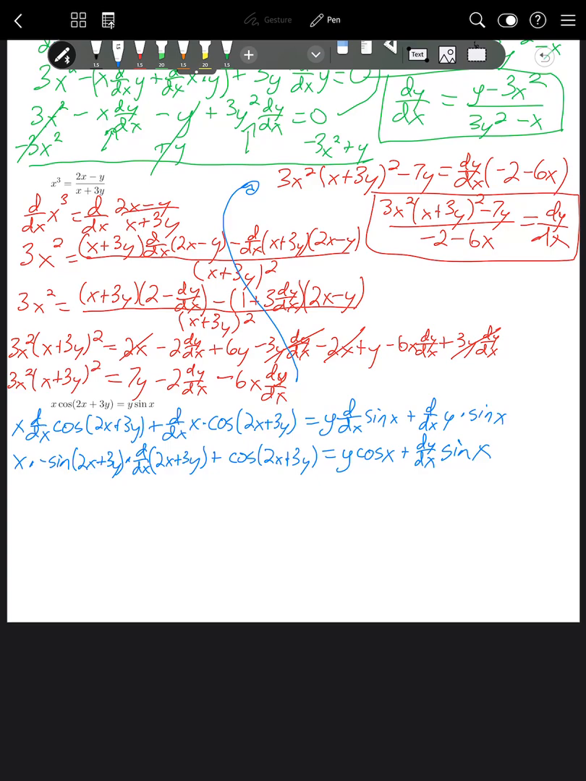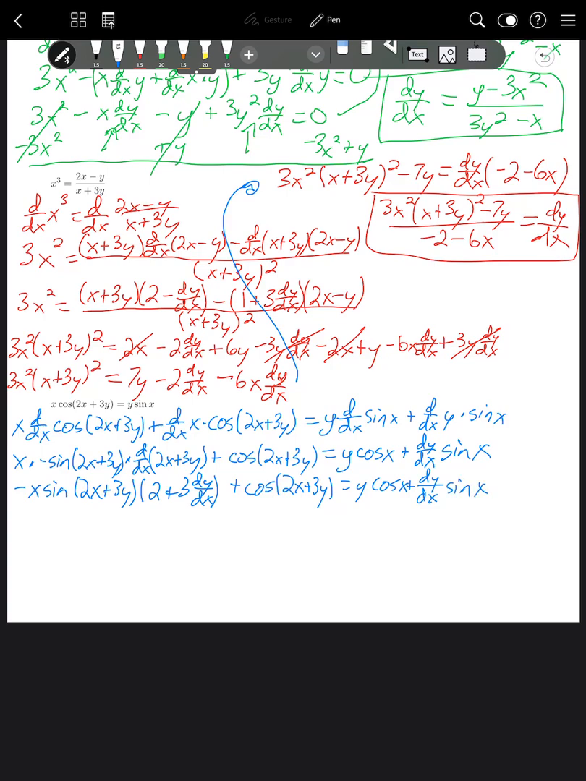Okay, and now we can do the one derivative we still have left. So this will be the opposite of x sine of 2x plus 3y times the derivative of 2x, which is 2. The derivative of 3y with respect to x is 3 times the derivative of y with respect to x, plus the cosine of 2x plus 3y equals y cosine of x plus dy dx sine x.